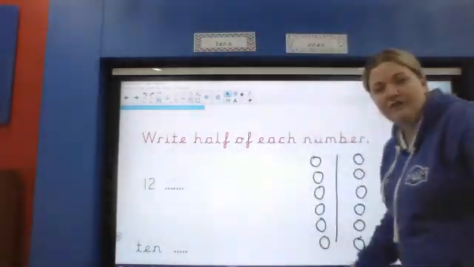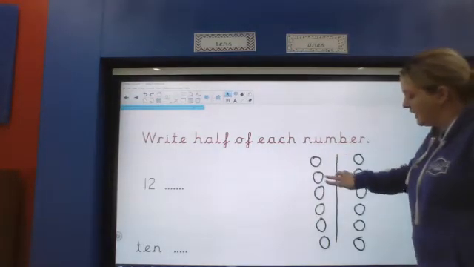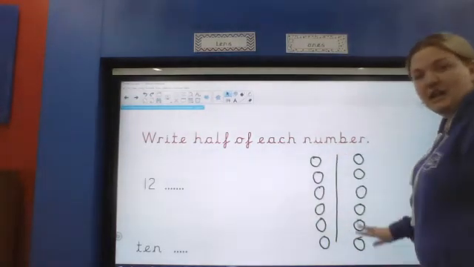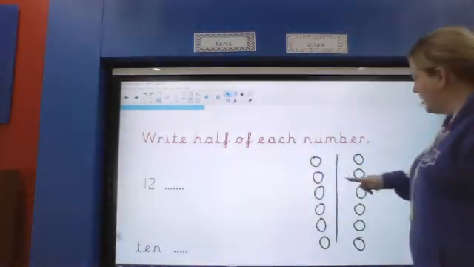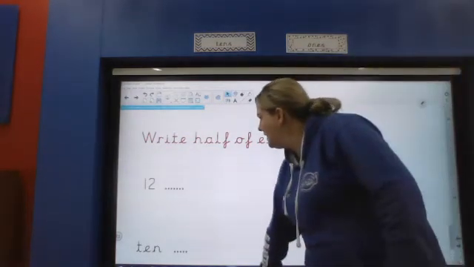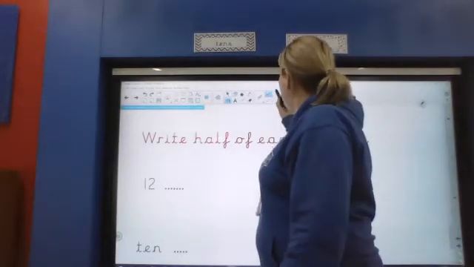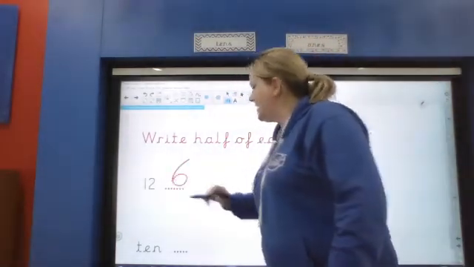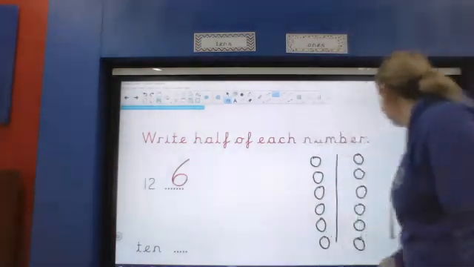We want to know what half is. So we know that half means we need to share it by 2. So all I need to do now is count down the one side, because they both have equal amounts on each side. So we need to count down one side. 2, 4, 6. We know that half of 12 equals 6. Let's do the next one together.